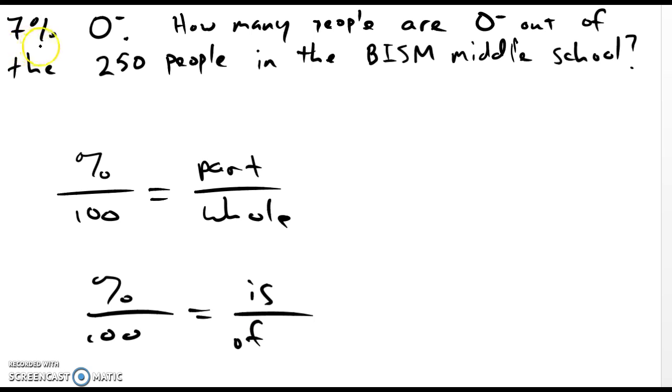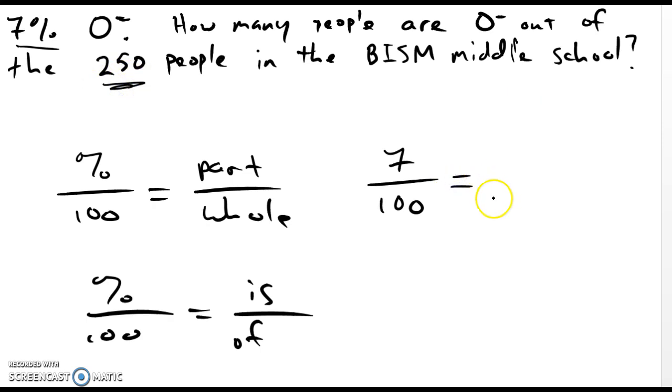7% of people have blood type O negative. It's a negative sign. Okay, so 7%. We're given the percent. So let's go ahead and start solving this. 7 over 100. We know what the percent is, so we're not going to put our variable there. How many people are O negative out of the 250 people in the Brent International School Middle School? Okay, around 250. I'm not sure exactly how many there are. But is that our part or our whole? Well, that is our whole.